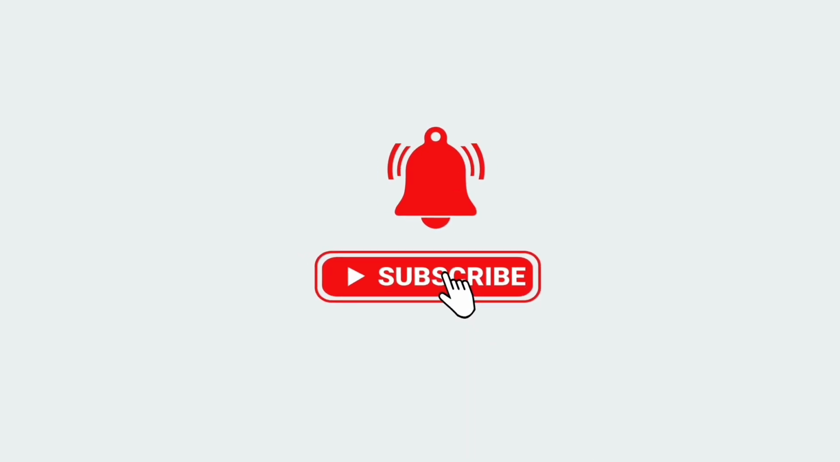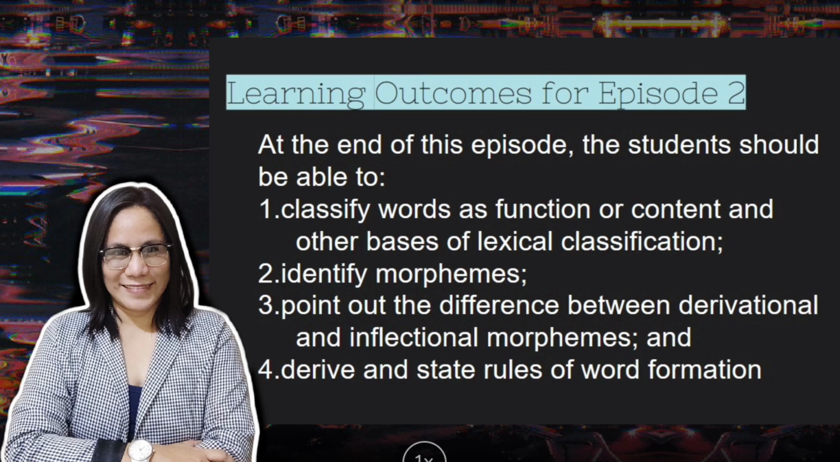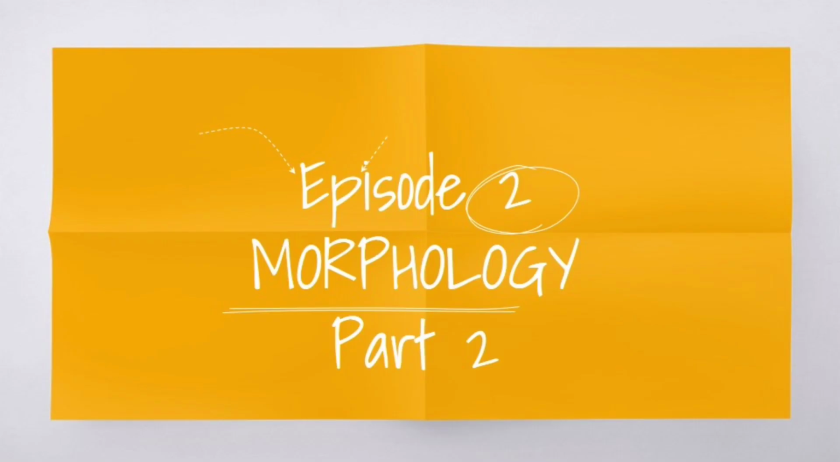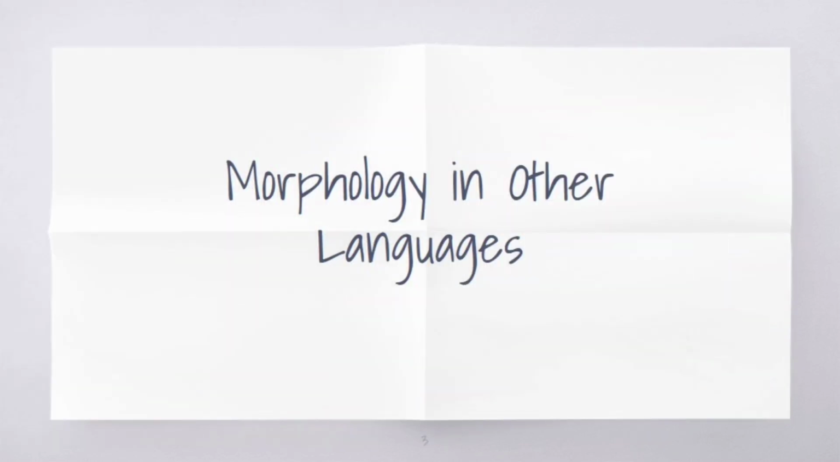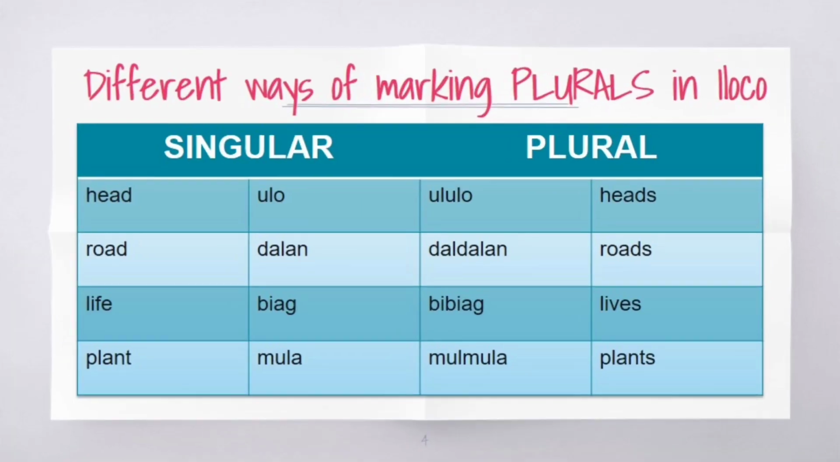In the previous video, we had the following learning objectives. This is part 2 of episode 2, Morphology. Today, let's study the morphology in other languages because according to Gleason in 1995, we can observe how different forms in the languages are used to realize morphological processes and features.